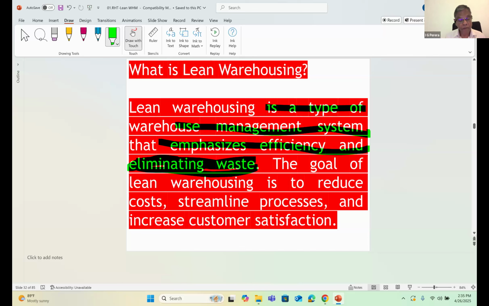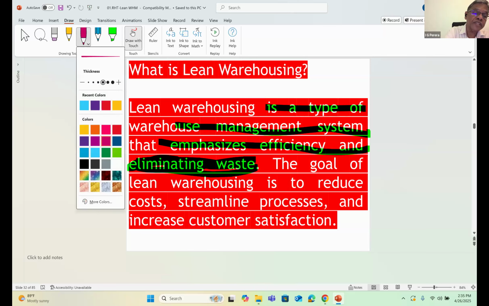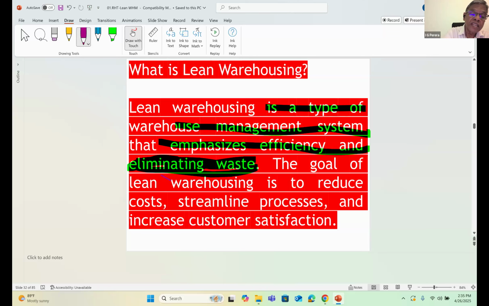Elimination of waste. But we still do not know what waste is. It can be lean logistics, lean warehousing, lean supply chain management, lean production, whatever it is. Lean means, remember, lean means elimination of waste. No two words. Lean means elimination of waste. Remember that.